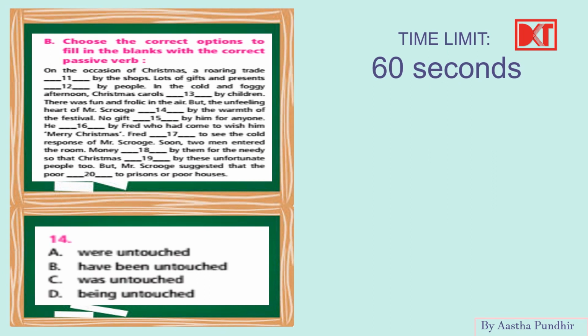Okay, next up we have, there was fun and frolic in the air, but the unfeeling heart of Mr. Scrooge dash by the warmth of the festival: were untouched, have been untouched, was untouched, or being untouched. Now the heart of Mr. Scrooge, this is what? Third person. Okay, third person neutral, the unfeeling heart. So we use was untouched. Untouched is the past participle, and here was because it is an agreement with the subject, unfeeling heart of Mr. Scrooge. Okay.